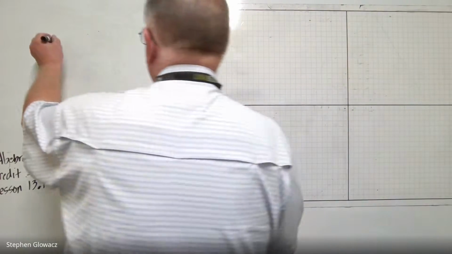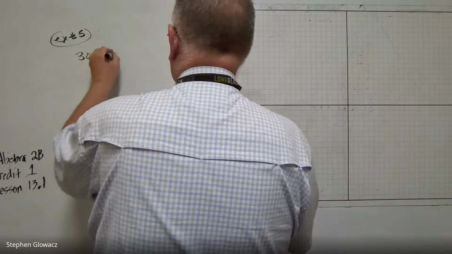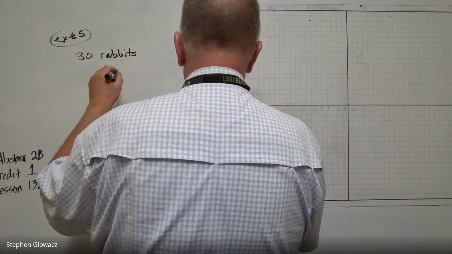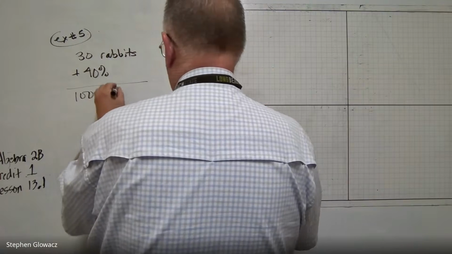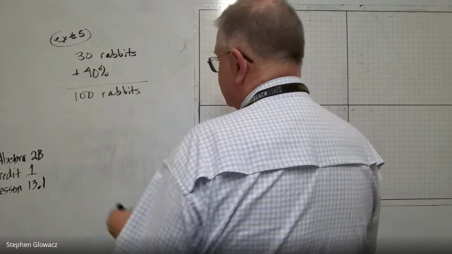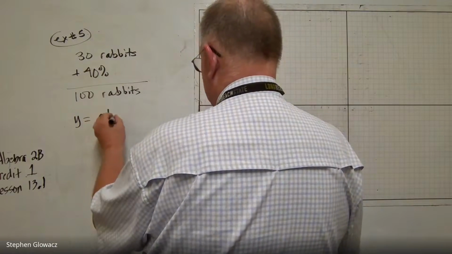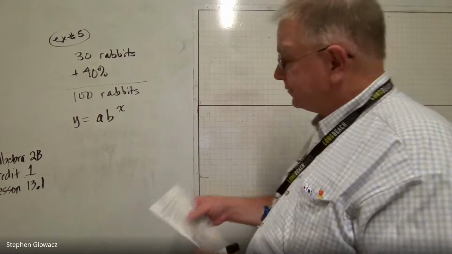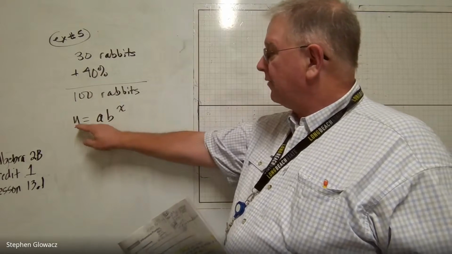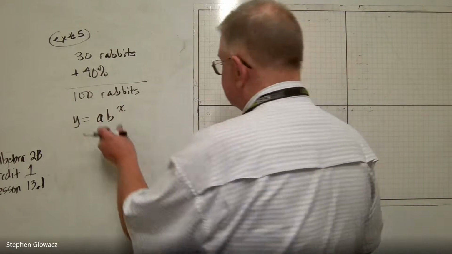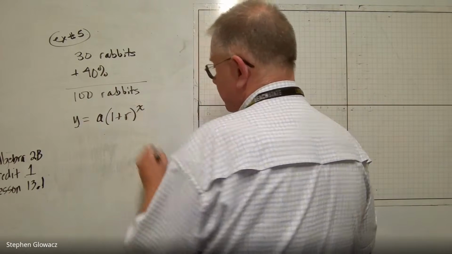All right, so in our example for number 5, we're going to have 30 rabbits. And they're going to grow by 40%. And we want to know when there's going to be 100 rabbits. All right, so we're going to have our exponential function. Remember, we can use f of x notation, but just for simplicity, we'll use y. We have y equals a times b to the x. In place of b, though, we have a growth rate here of 40%. So in place of b, we're going to use 1 plus r.